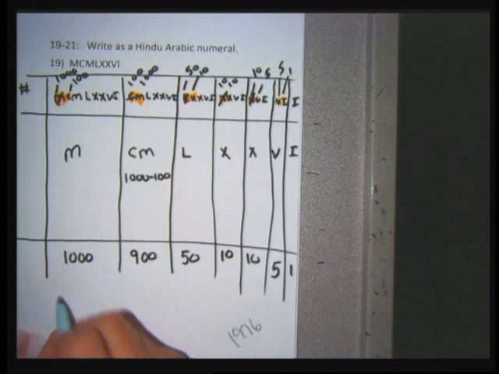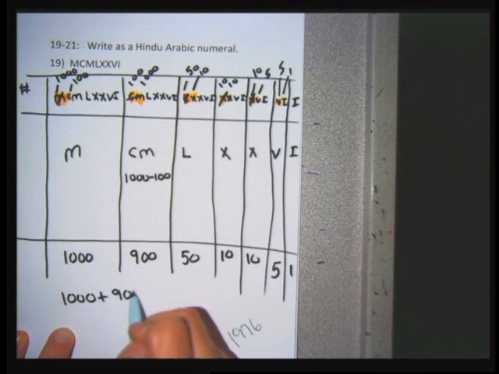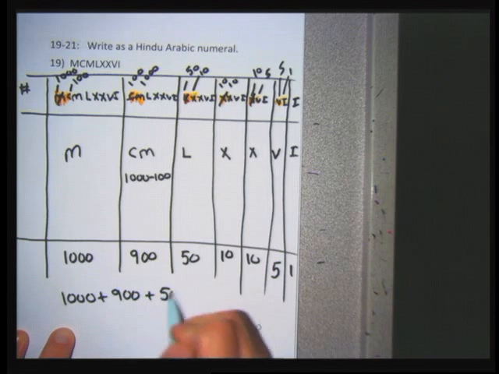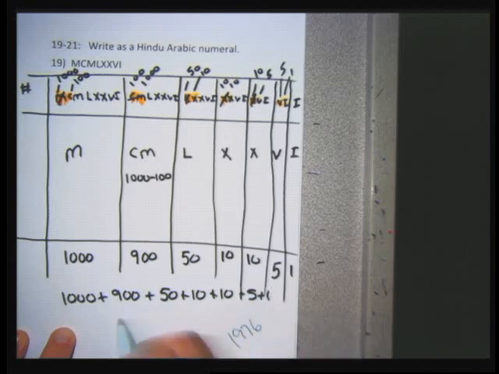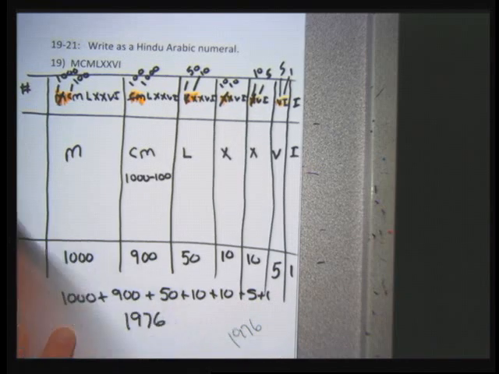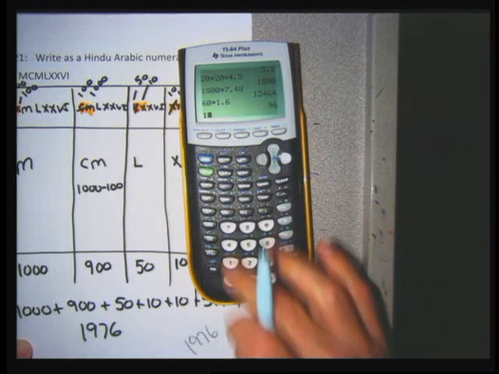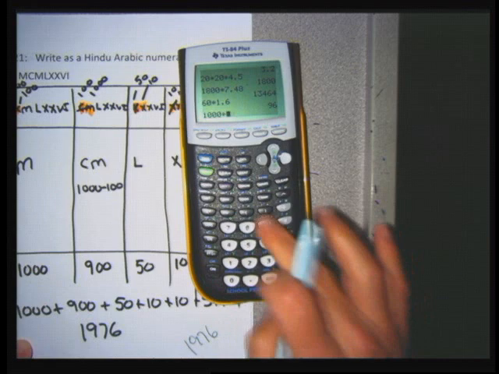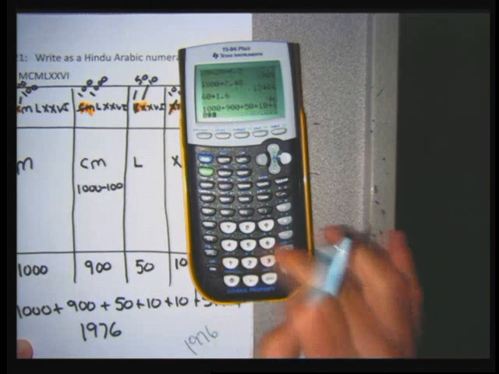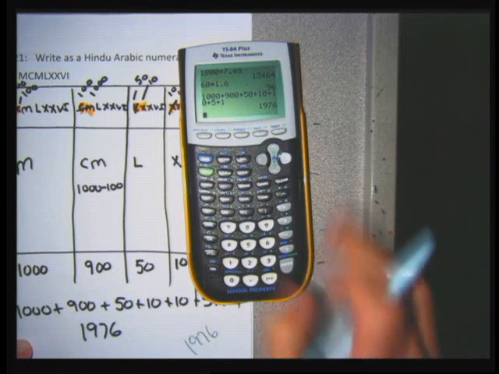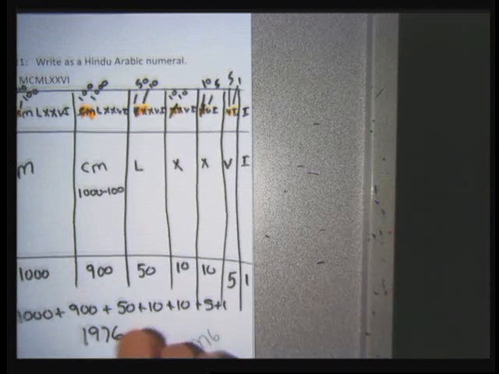Now I'm just going to add up these values. So it's going to be 1,000 plus 900 plus 50 plus 10 plus 10 plus 5 plus 1. I think that's 1976. I'm going to do it on my calculator to make sure. So I'm going to go 1,000 plus 900 plus 50 plus 10 plus 10 plus 5 plus 1. I get 1976. All right, two more going this direction, which is the hard direction.